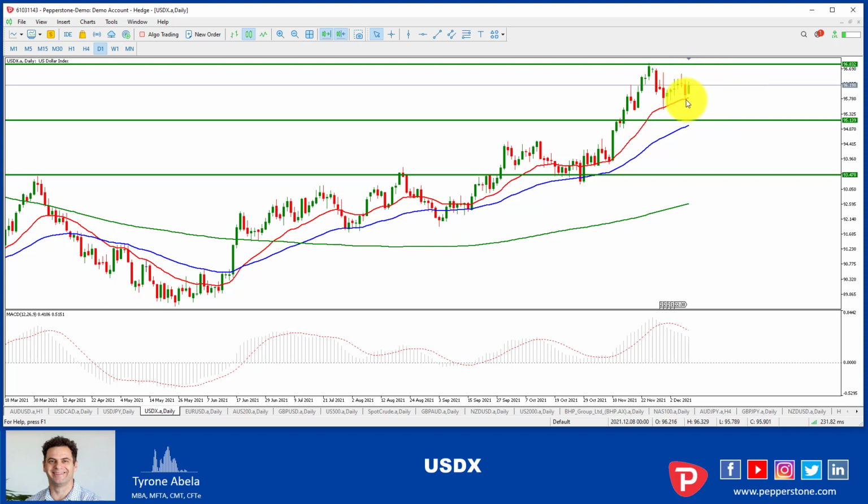I wouldn't change my mind unless we get a daily close below the 20 moving average, and it has to be a close on a daily. Nothing short of that will convince me that this is going short.